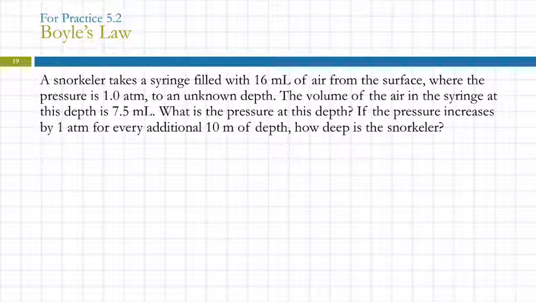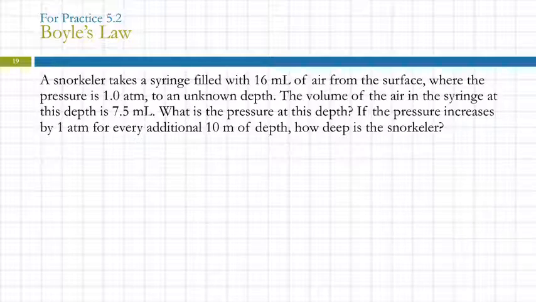A snorkeler takes a syringe filled with 16 milliliters of air from the surface, where the pressure is 1 atmosphere, to an unknown depth. The volume of the air in the syringe at this depth is 7.5 milliliters. What is the pressure at this depth? If the pressure increases by 1 atmosphere for every additional 10 meters of depth, how deep is the snorkeler?